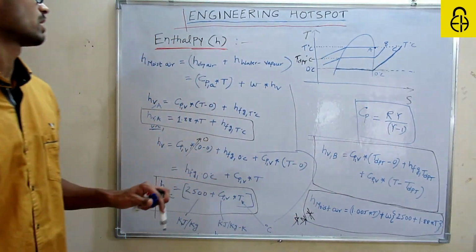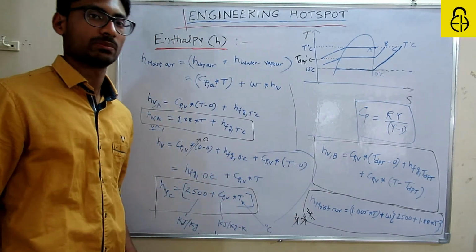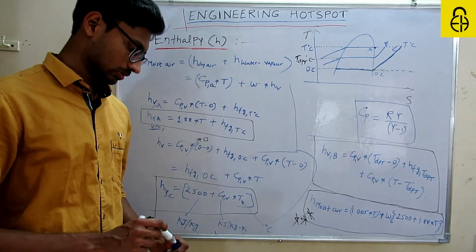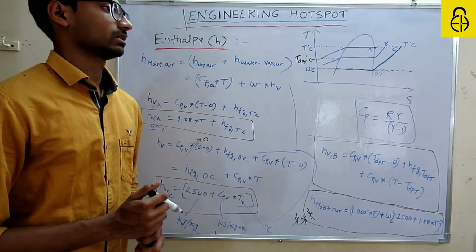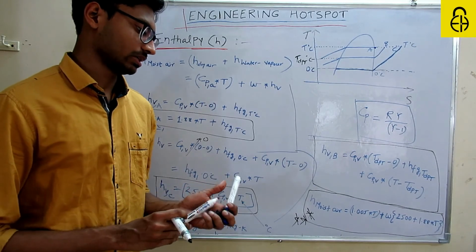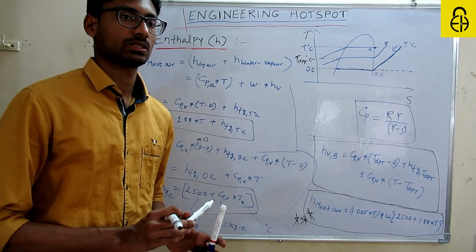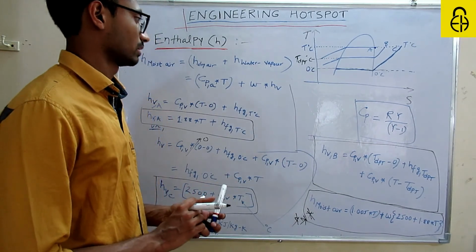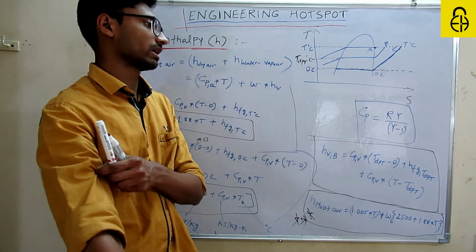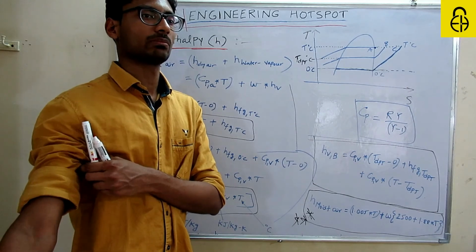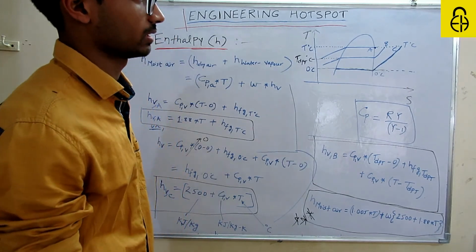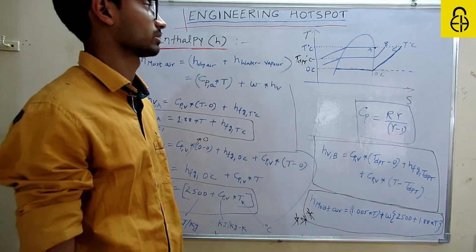So this is the way we determine the enthalpy of moist air. So this is all for this class. In the next class, I will explain the different processes that we see in the psychrometric chart, and afterwards, if we have time, we will deal with some of the problems that came in competitive exams.